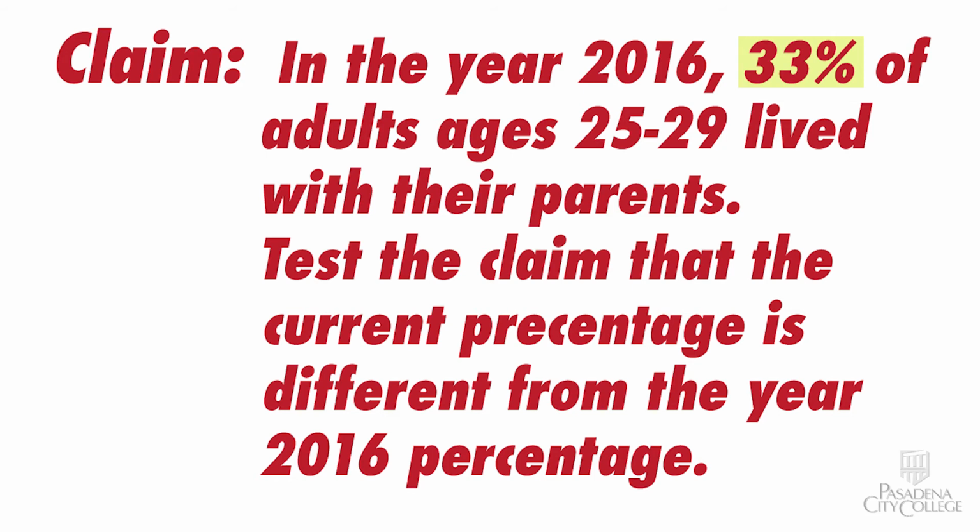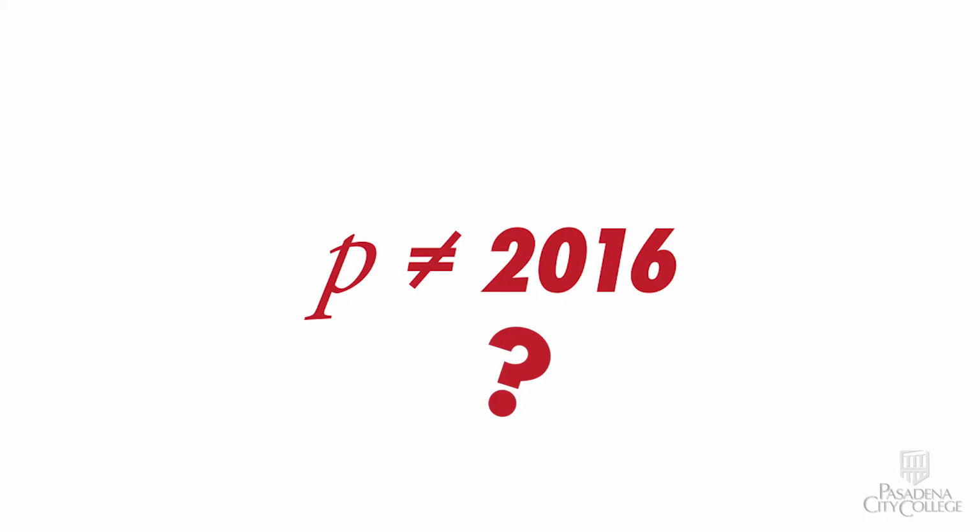I see that the phrase "is different from" seems important. If two percentages are the same, then they are equal. So if two percentages are different, then they are not equal? What is not equal to what? How would you write the claim as a mathematical statement? We're talking about proportion p. So the claim translates to p not equal to 2016?